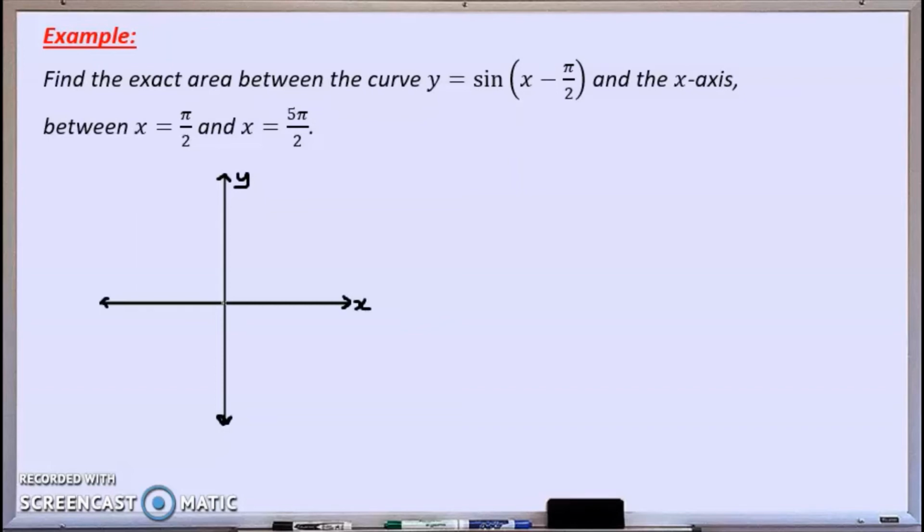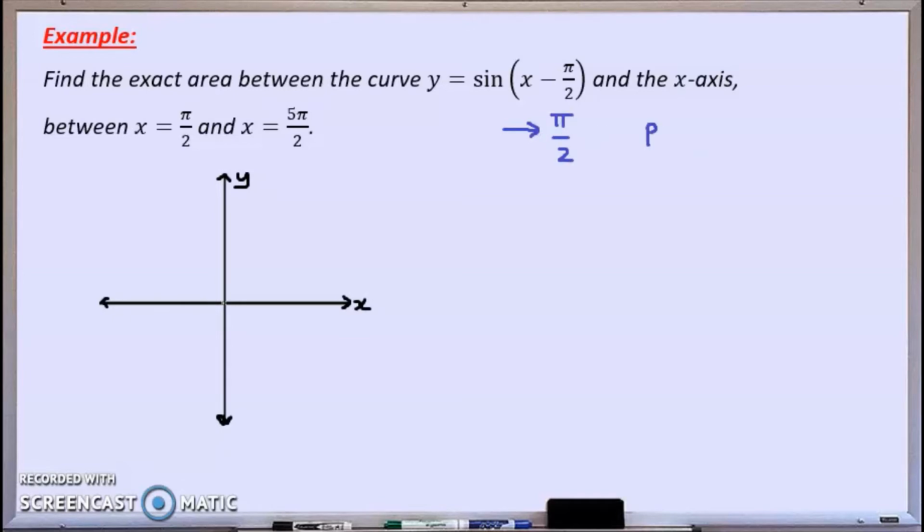This question asks us to use our knowledge of circular functions and sketching to find the area between this function and the x-axis. So the first thing we need to do is sketch this, and we know that this is a sine graph that's been translated across to the right by pi over 2.